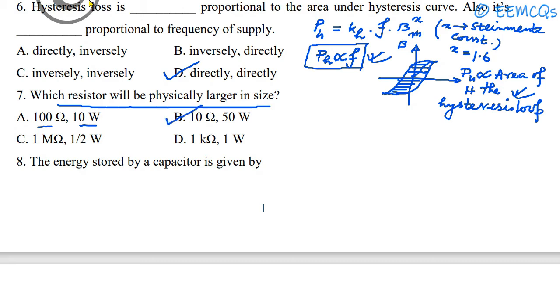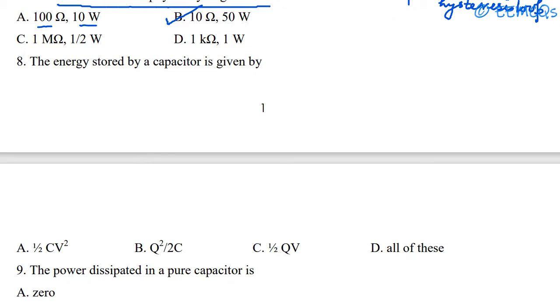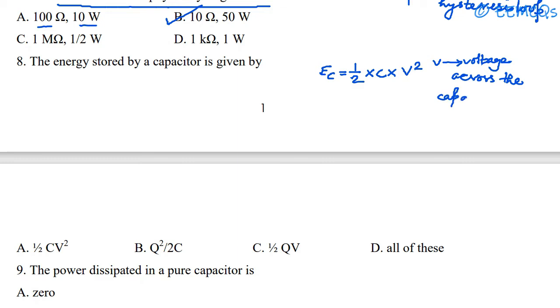Next, the question is: the energy stored by a capacitor is given by which one of the following? What we know is that the energy stored in a capacitor is given by half into capacitance of the capacitor and V square, that is the voltage across the capacitor, and this energy is basically stored in the electric field.